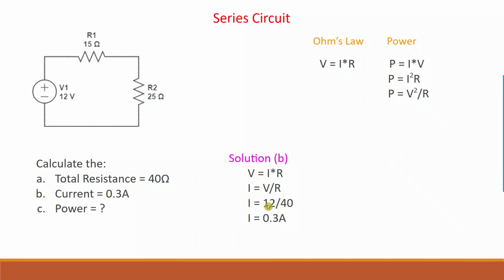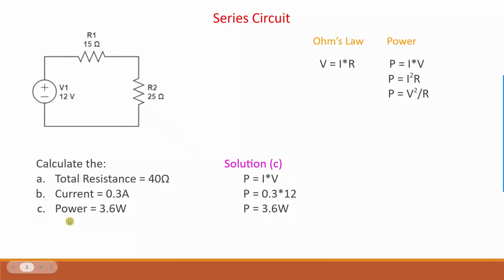Then we have the V value. What is the V value? 12 volt, means supply voltage 12 volt. Now what is the R? We calculated the R value, it is 40 ohm. So 12 divided by 40 equal to 0.3 ampere. Now we found the total current in this circuit, that is 0.3 ampere.